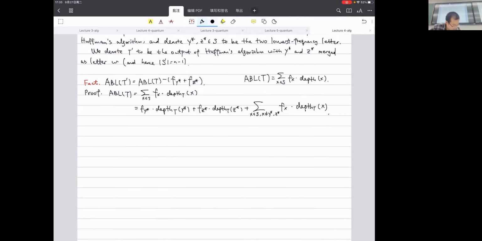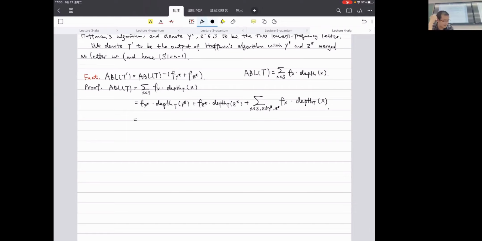So we know that in our previous observation, y star and z star have the same depth, and also we have merged y star and z star in this tree T prime here. So we can safely say that here it equals f y star plus f z star times 1 plus the depth in T prime of w. So the depth in T prime of w is exactly one smaller than the depth in T of y star and also the depth in T of z star, specifically due to the definition of Huffman's algorithm.